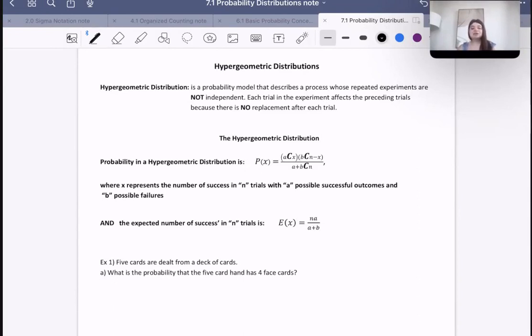So, hypergeometric distributions, this is the probability model that describes the process whose repeated experiments are not independent. And that's the big difference here between hypergeometric distributions versus the distributions we previously did, like binomial and geometric. With both binomial and geometric, it was implied that the trials were independent, and so the outcome of one trial wouldn't affect the outcome of another trial.